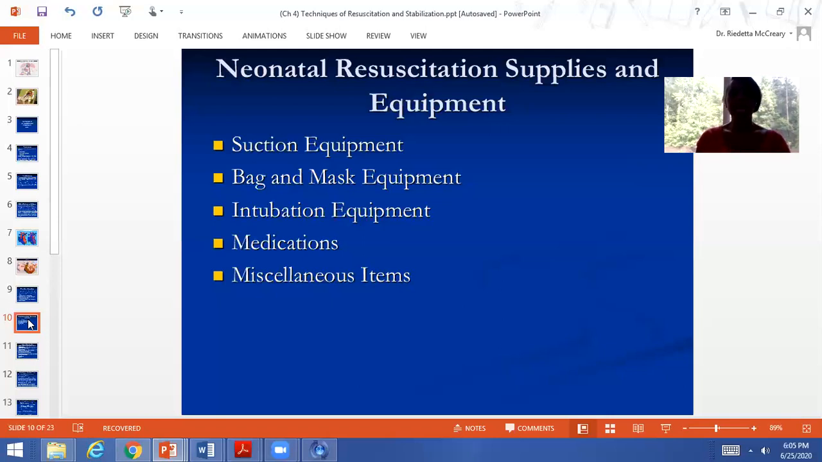And then miscellaneous items like a meconium aspirator. That's a miscellaneous item that you may need. NG tube. You might need an NG tube if you're going to be delivering positive pressure ventilations for a prolonged period of time. You want to make sure that an NG tube is placed.